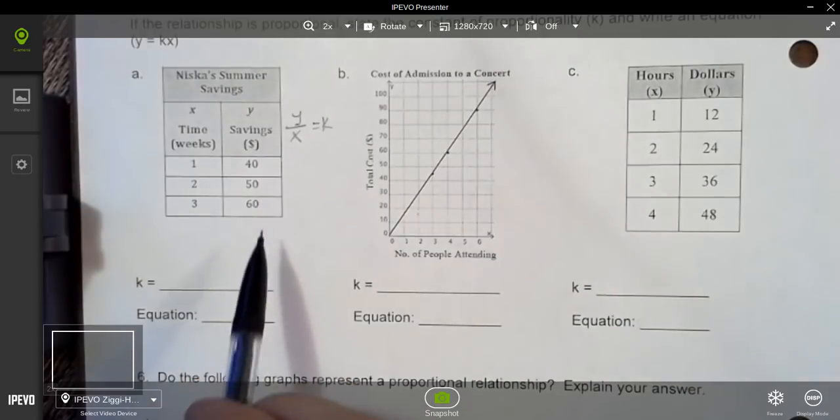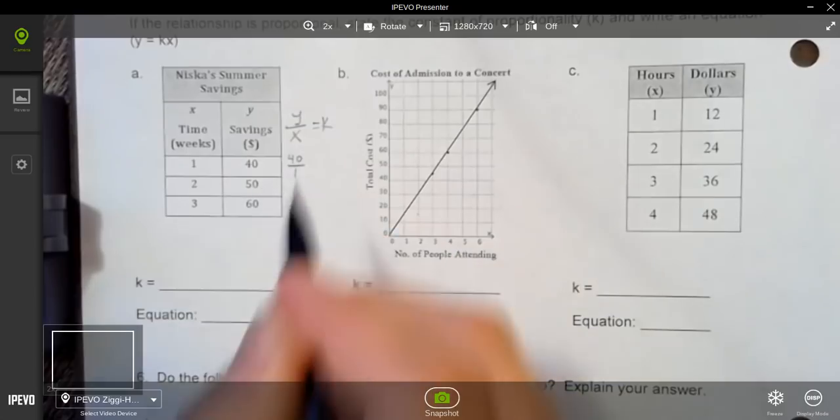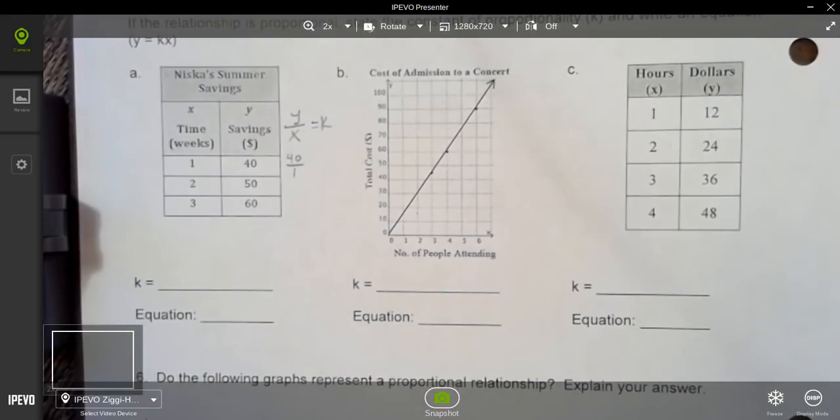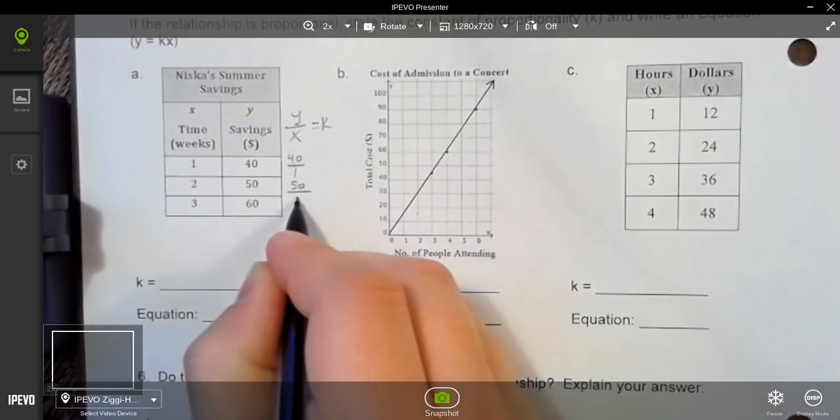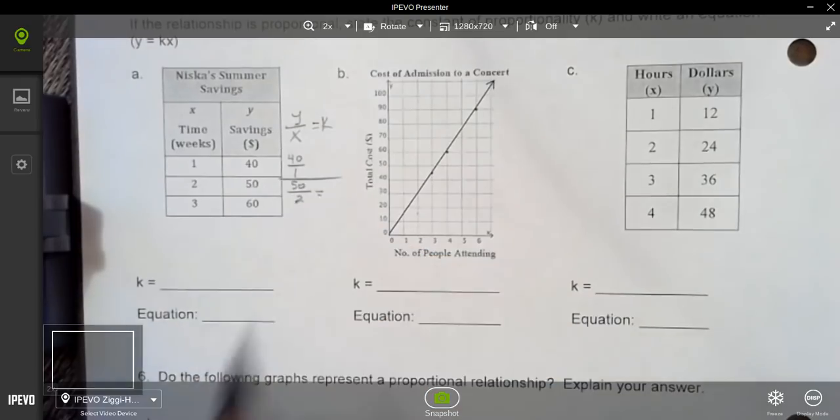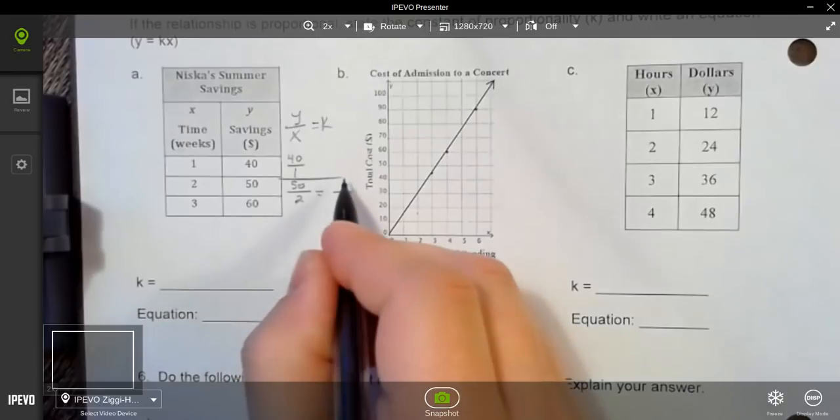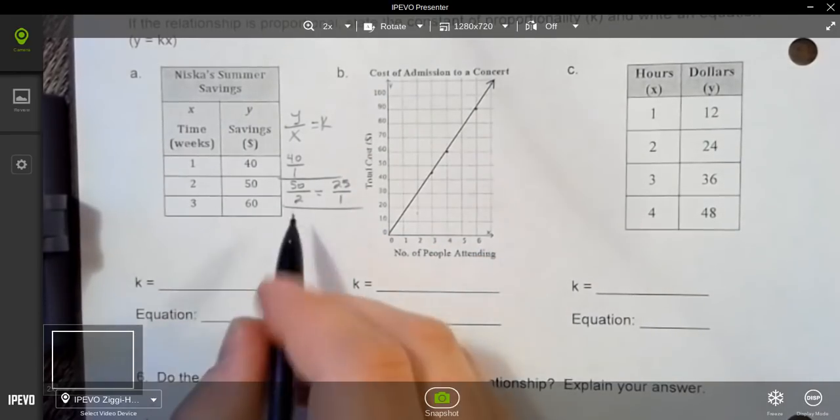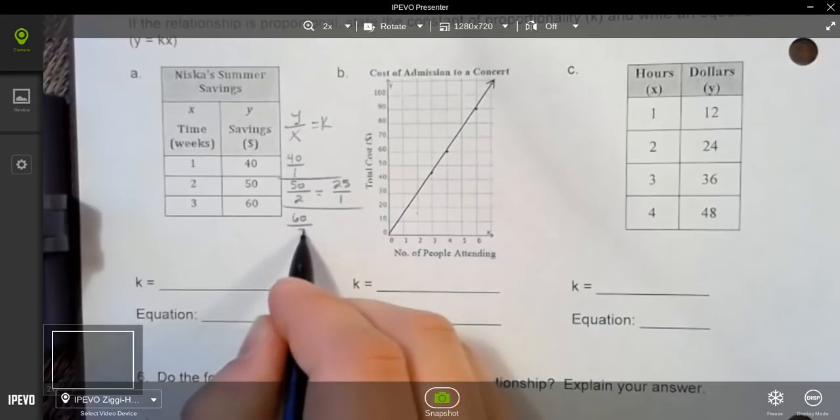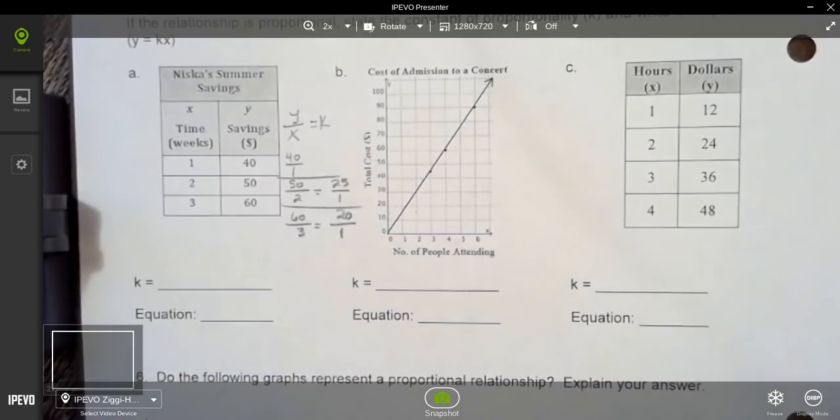So we're going to take our dependent variable over our independent variable and see if they all equal the same thing. In our first example, we see that our y value is going to be 40 and our x value is going to be 1. And that's already a unit rate, so I can move on to the next one in the table. My y value is 50 and my x value is 2. And I'm going to set that equal to its unit rate, which again is over 1. Well, I divided by 2, so I'll do the same thing there. I get 25 over 1. And then with my last example here, my y value was 60, my x value was 3. That's going to be equal to a unit rate of 20 over 1.